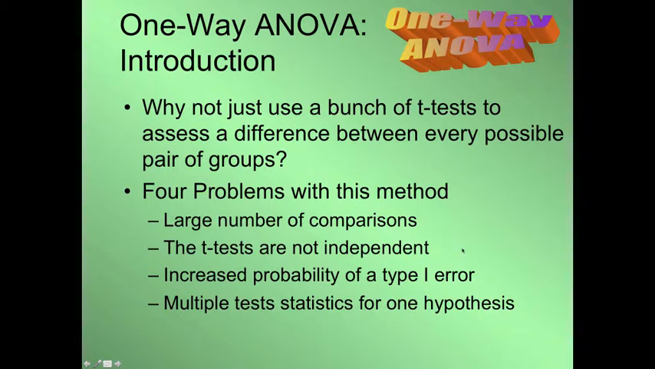Also, the t-tests are not independent anymore because you're comparing group A with group B, and then group A with group C, and then group B with group C, okay? So some of the groups remain the same between your comparisons. That's not a good thing. You're increasing the probability of a type 1 error. So what does that mean? That means that for every t-test that you run, you're setting your alpha at 0.05.